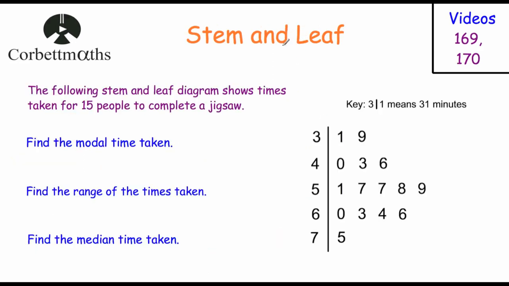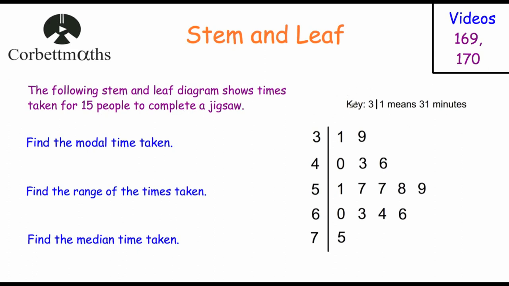Our next topic is stem and leaf. So stem and leaf is a great way to represent information in order, so represent numbers in order. And this would be videos 169 and 170 in Corbettmaths. And the question says, the following stem and leaf diagram shows the times taken for 15 people to complete a jigsaw.